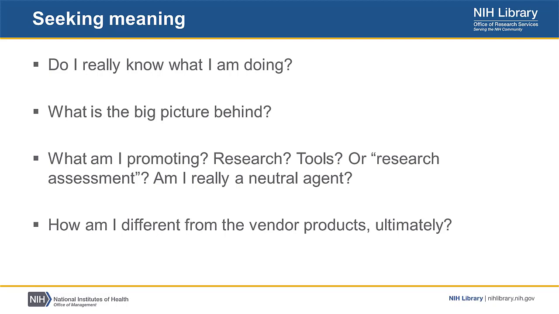So the final question that I ask myself a lot is, how am I different from the vendor products ultimately? Right now, we have a lot of custom projects that the vendor systems or tools cannot really do yet. But I believe with the pace of technology development, this can be done easily in just a few years. So I constantly ask myself, what can I do? How am I different from the products ultimately?